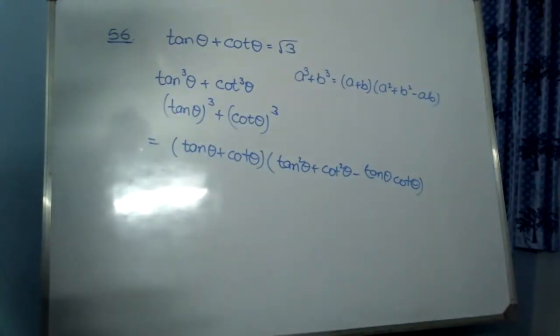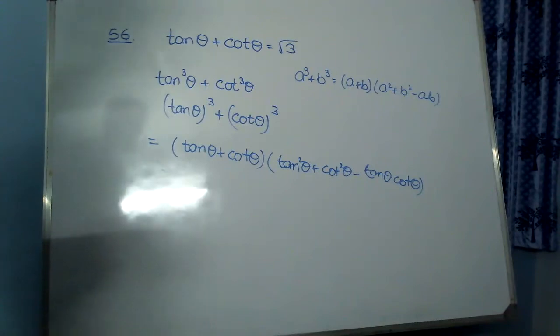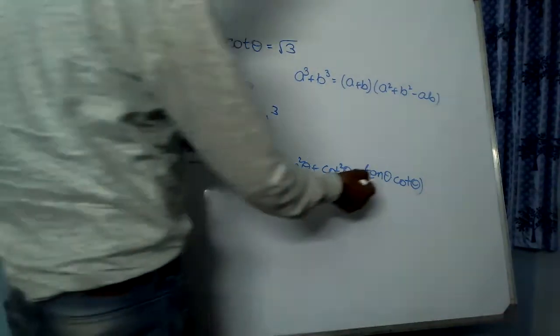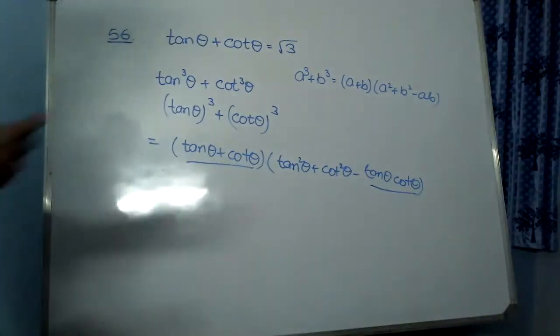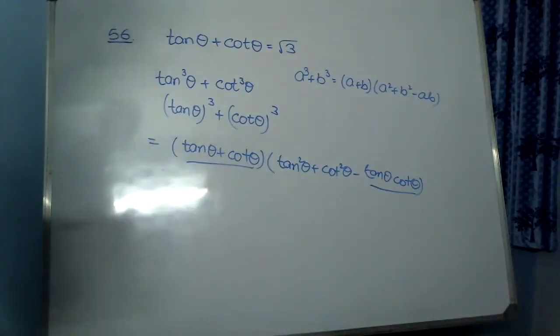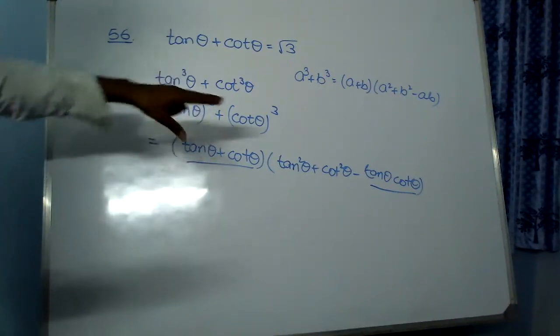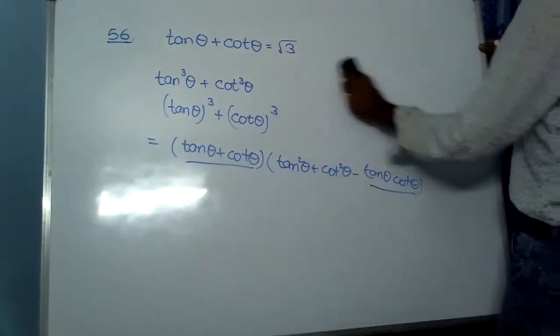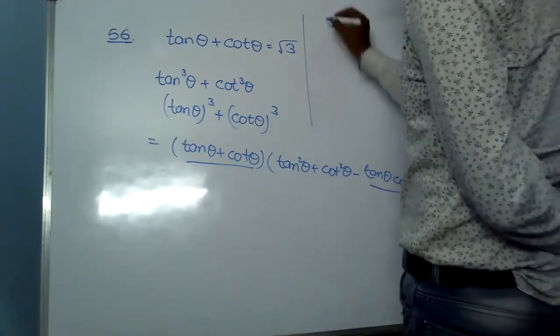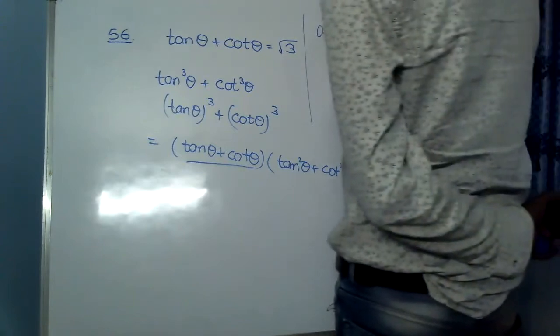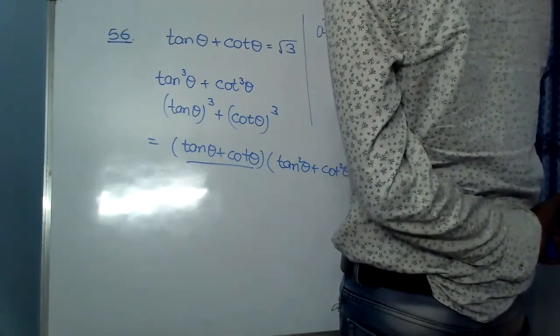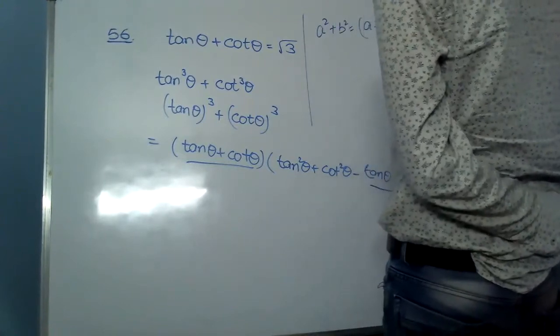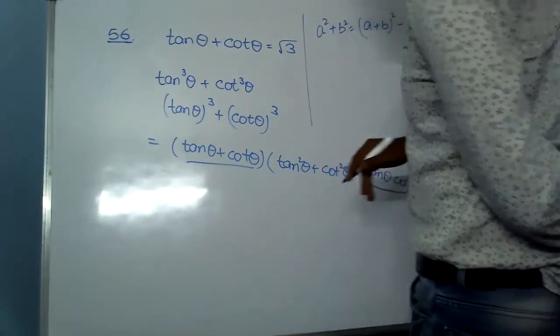Now the problem is tan theta plus cot theta is given to me, but what about the remaining thing? This part I know, this part also I know, because cot theta is 1 by tan theta, so tan theta into cot theta is 1. The problem happens with the middle part, tan square theta plus cot square theta. To find it, I'm going to use one more formula. If you have done your algebra well, you might remember that a square plus b square is a plus b whole square minus 2ab, right? This is also a formula.